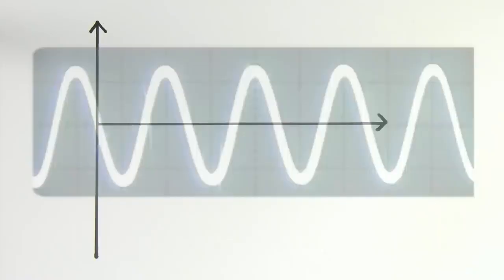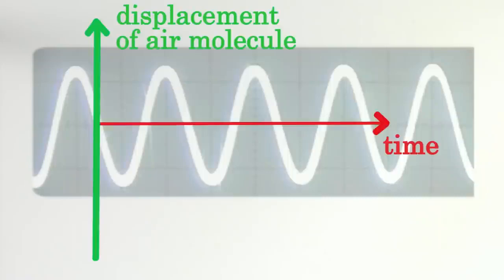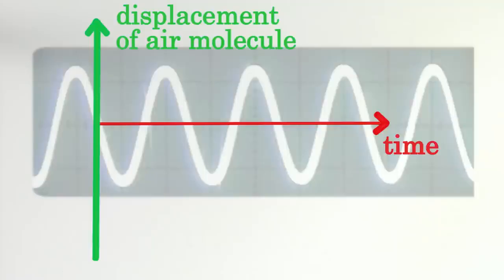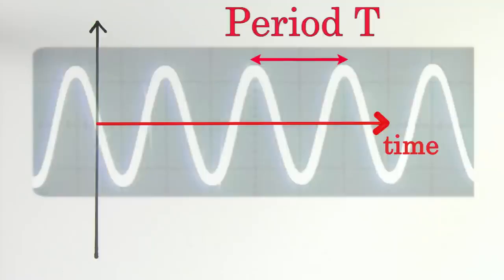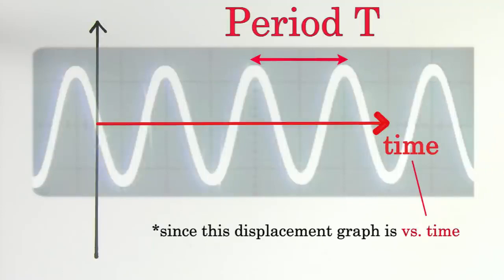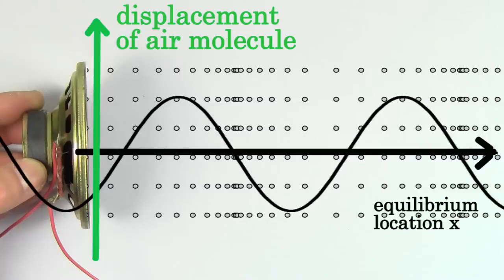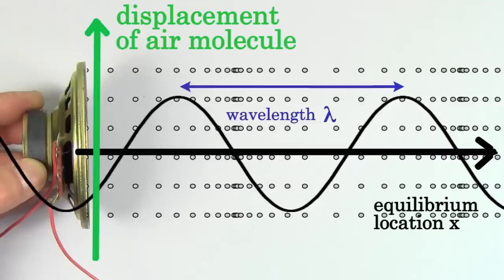So be careful. For a sound wave, a displacement versus time graph represents what that particular air molecule is doing as a function of time. And on this type of graph, the interval between peaks represents the period of the wave. But a displacement versus position graph represents a snapshot of the displacement of all the air molecules along that wave at a particular instant of time. And on this type of graph, the interval between peaks represents the wavelength.